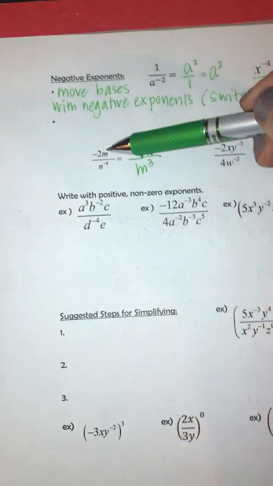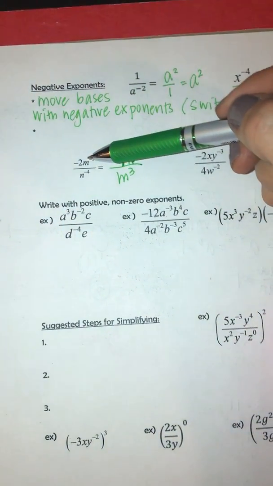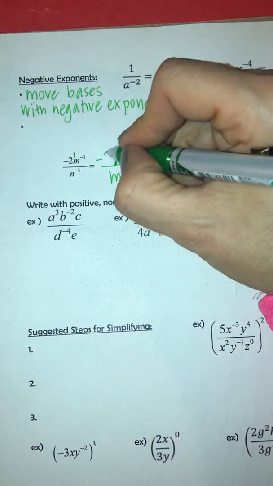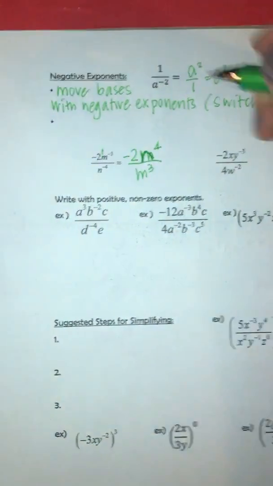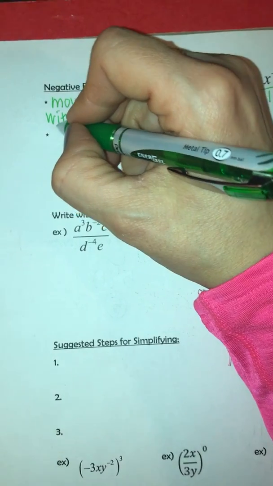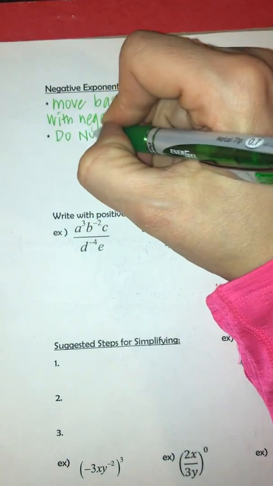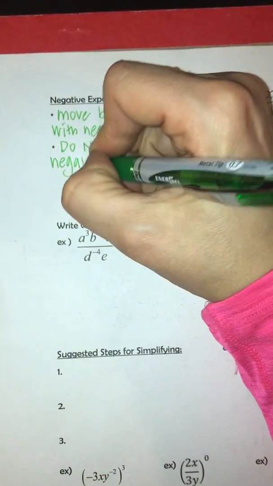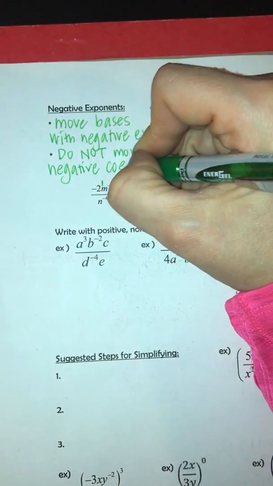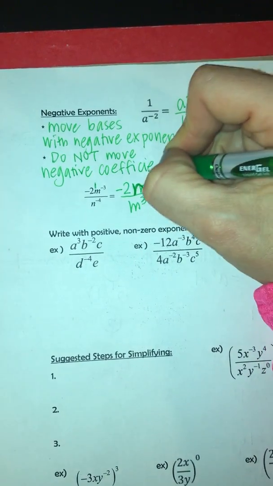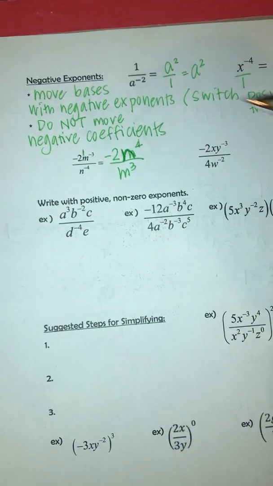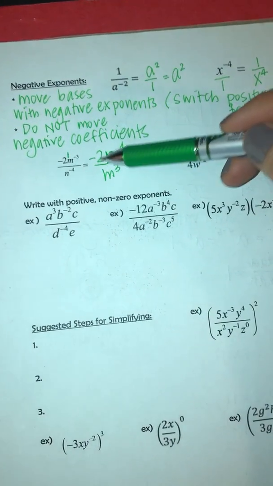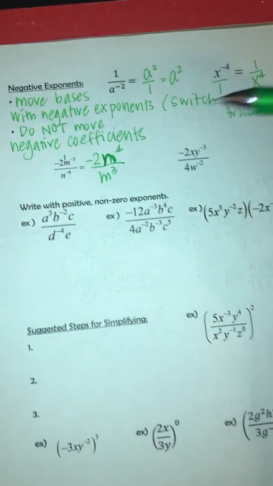Now, careful, negative numbers are fine. This -2 has a positive 1 as its exponent, so it can stay where it is. So do not move negative coefficients. So that just stays where it is because it's a negative number, not a negative exponent. So it stays where it is.